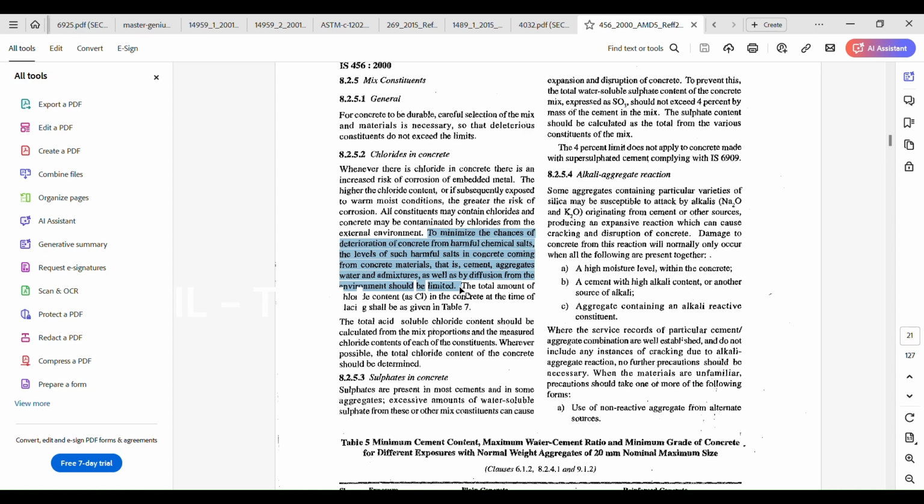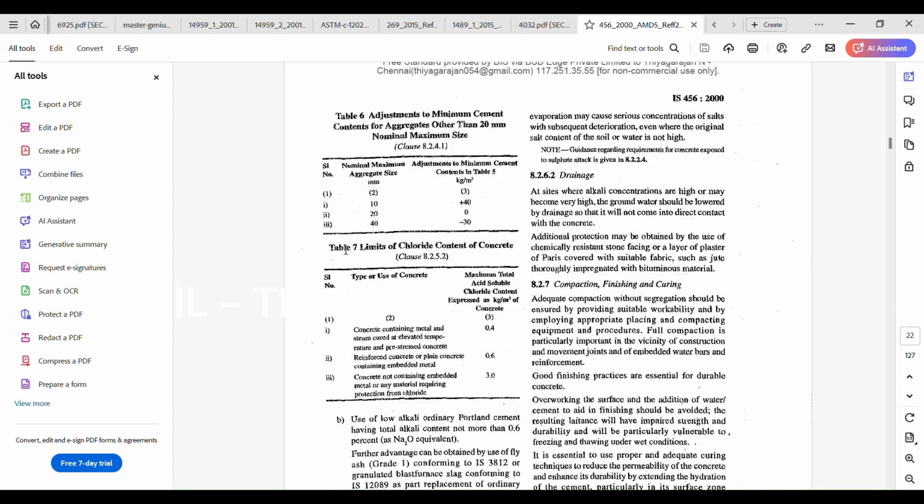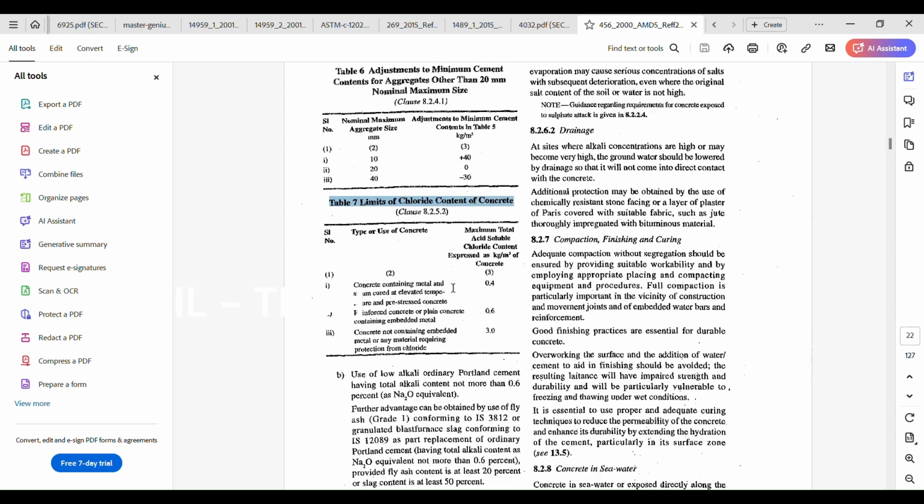The material should be procured with the permissible limit of chloride ion content. The total amount of chloride content in the concrete at the time of placing shall be given in Table 7. So we can check Table 7. As per Table number 7, limits of chloride content of concrete.